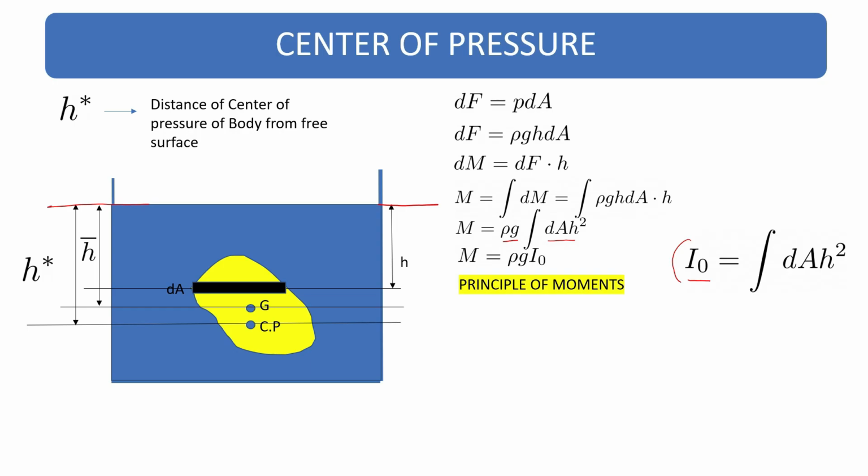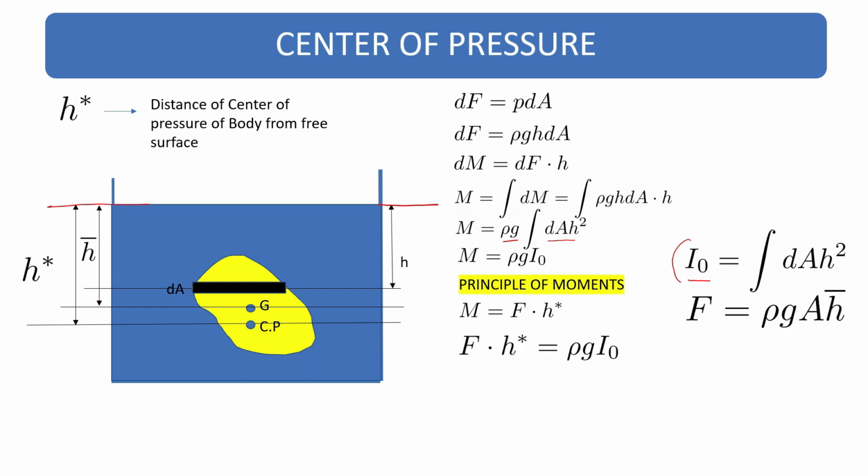So according to the principle of moments, we have calculated the total moment by integrating the elemental moment. According to the principle of moments, the total moment can also be written as total force into h star, where h star is the distance of the center of pressure from the free surface. So F is equal to rho g A into h bar, as we derived in the last class.